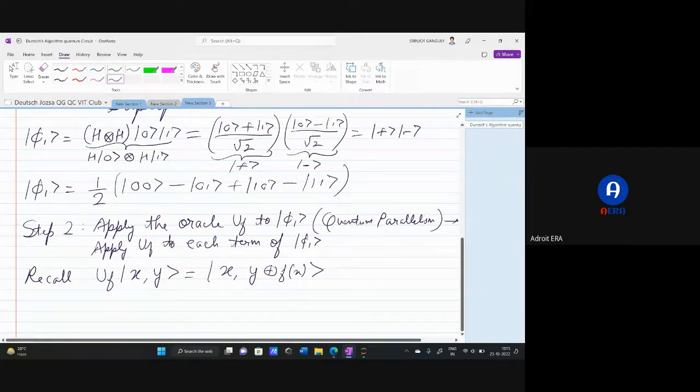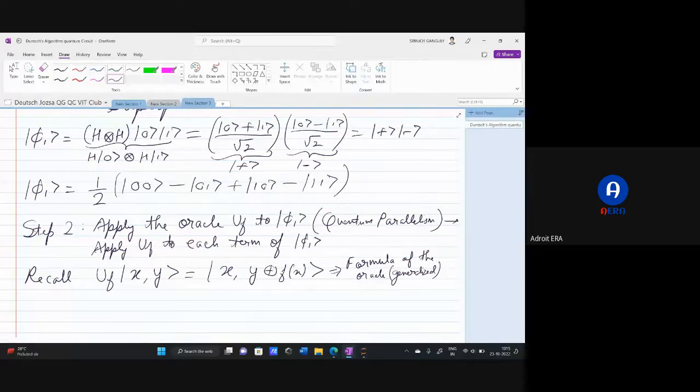You can note this down: the formula of the oracle. This is a generalized formula. Now we are going to use this formula to derive which outputs we get when Uf is applied to each of the quantum states: ket 00, minus ket 01, ket 10, ket 11.